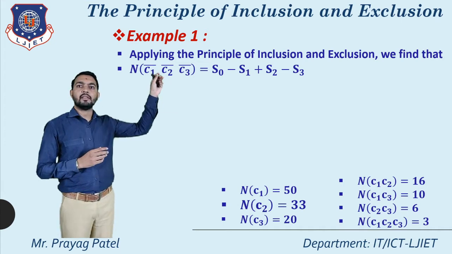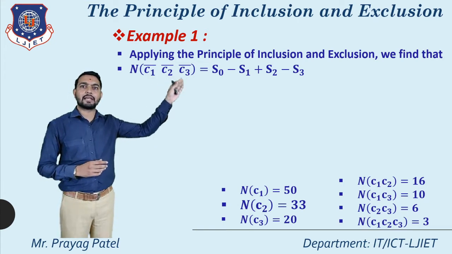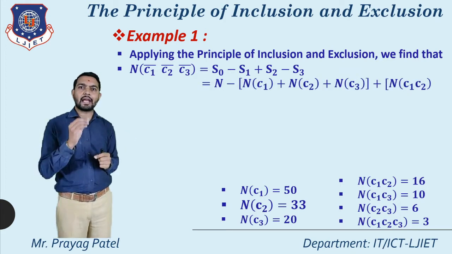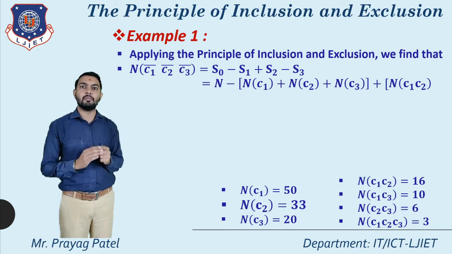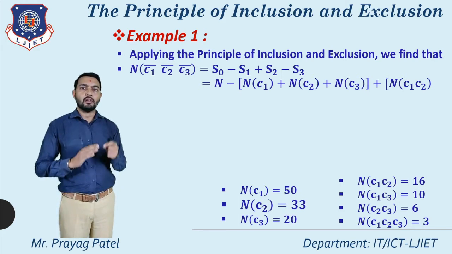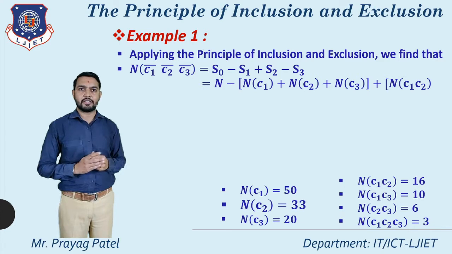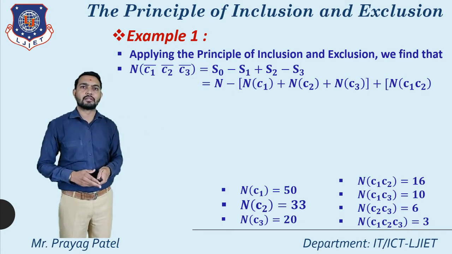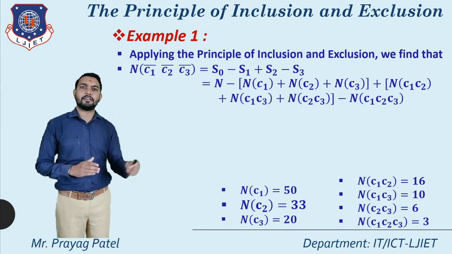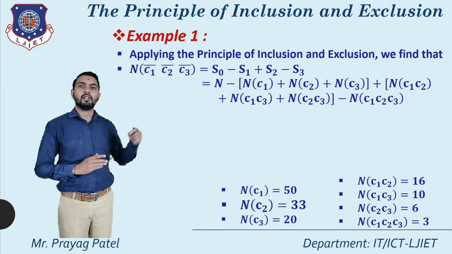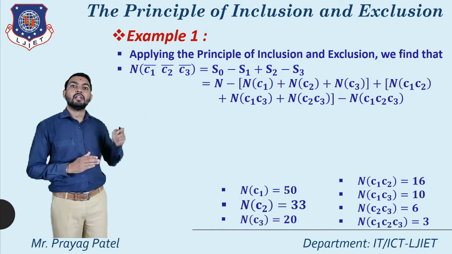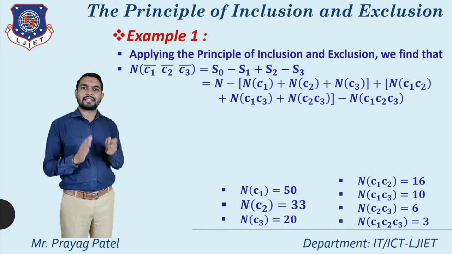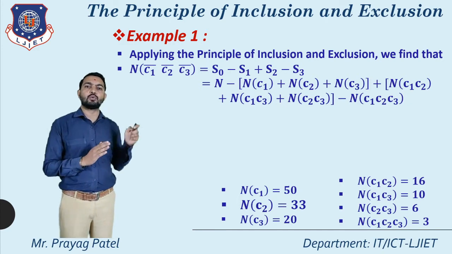So the equation is S0 minus S1 plus S2 minus S3. Here, another way we can write it: S0 means n. S1 means all the combinations of one element, so n(C1) plus n(C2) plus n(C3). Next is S2, which means combinations of two elements, that means n(C1, C2) plus n(C1, C3) plus n(C2, C3). And the last one is S3, n(C1, C2, C3).